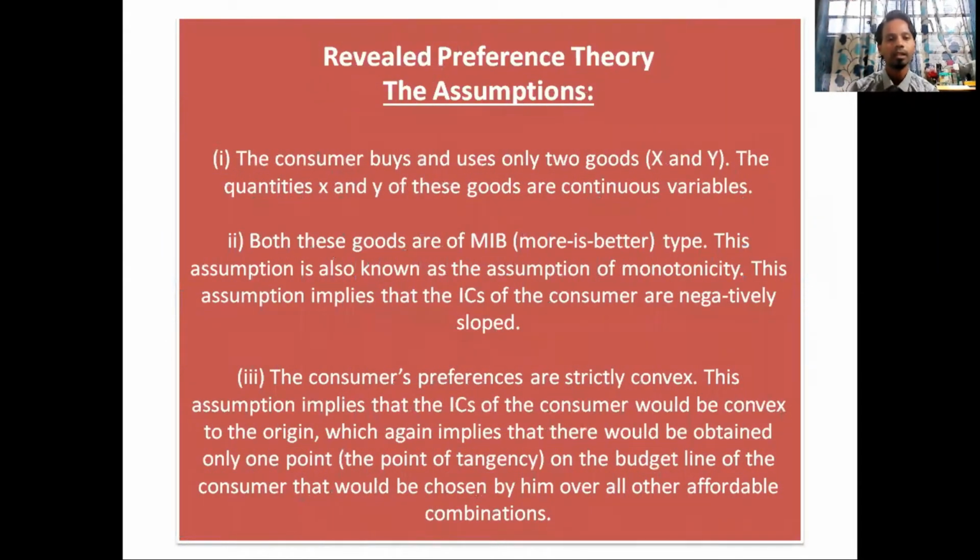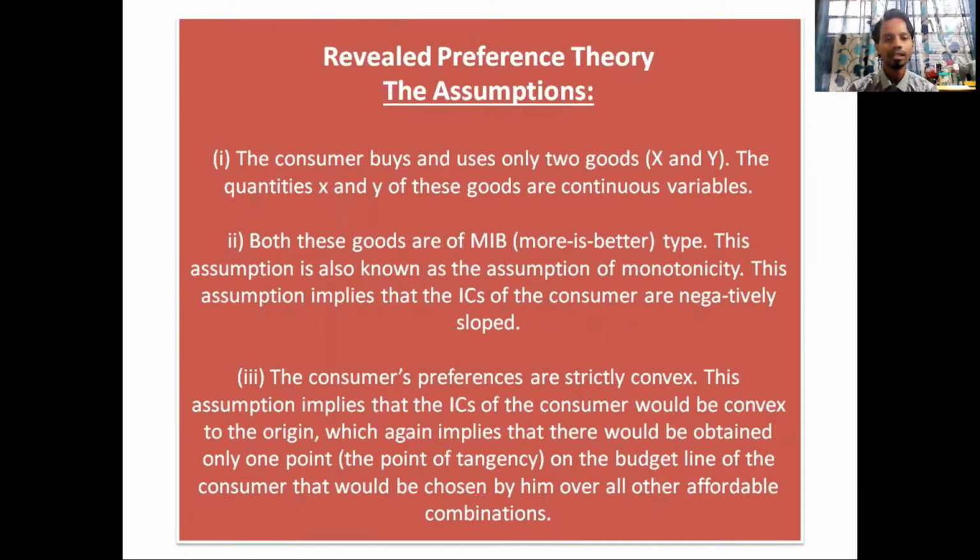As we go ahead, this is the first slide. As I had told earlier, we are going to learn the assumptions of rebel preference theory. The first assumption: the consumer buys and uses only two goods, X and Y.